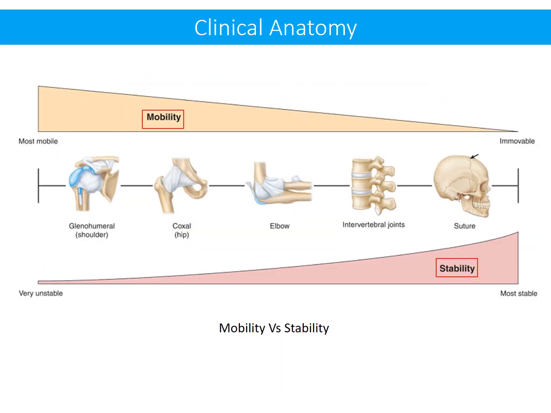This diagram depicts mobility of a particular joint versus stability of that very joint. If we critically analyze this diagram, we come to the conclusion that the most immovable joints, such as sutures, are the most stable joints, whereas on the other hand, the most mobile joints, such as the shoulder joint, is a very unstable joint.